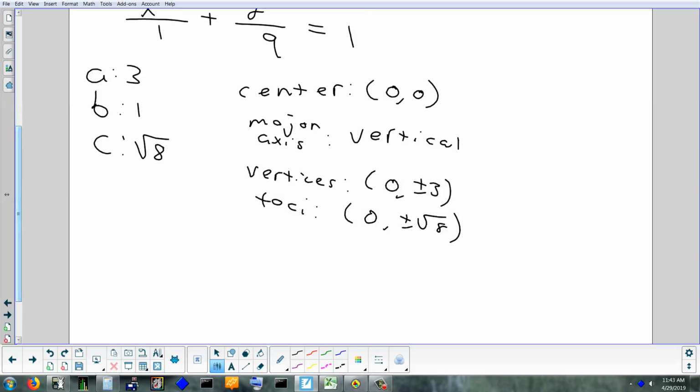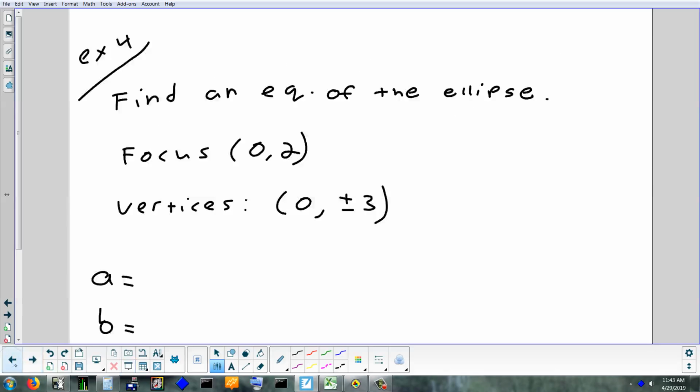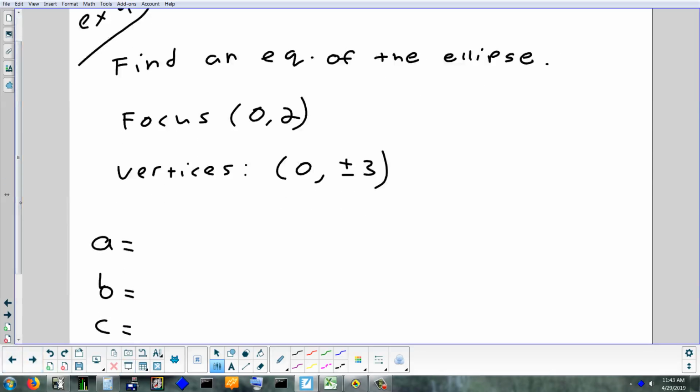And those are the 4 things I'd be looking for. I might not even ask for all 4. Maybe I'd just say, tell me the vertices and the foci. Questions on that? So remember, vertical, up and down. Horizontal, left and right. All right, so one more, and then we'll look at the last thing, which is what happens when the center is not at the origin.